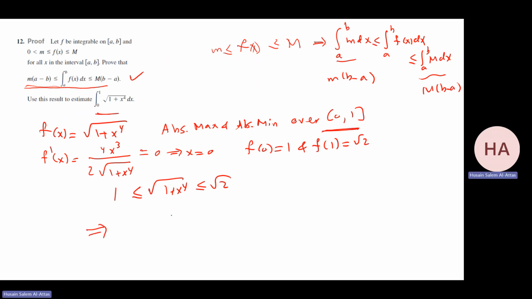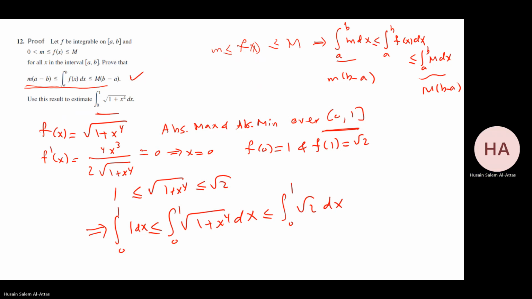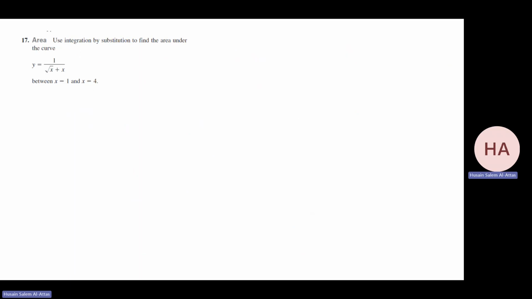So that means the integral from 0 to 1 of this will be less than or equal to the integral of square root of 2 dx, and greater than or equal to the integral of 1 from 0 to 1. So this integral will for sure be between 1 and the square root of 2. I can bound it between the integral of this, which is 1, and the integral of this, which is square root of 2, since it's from 0 to 1. Okay, I'll do these two range integrals.